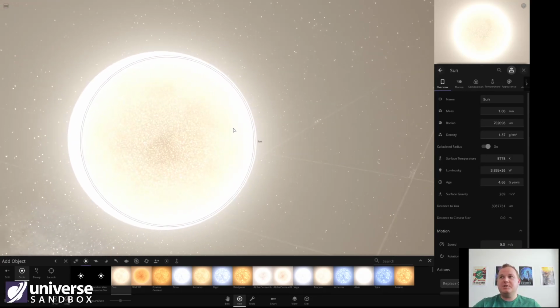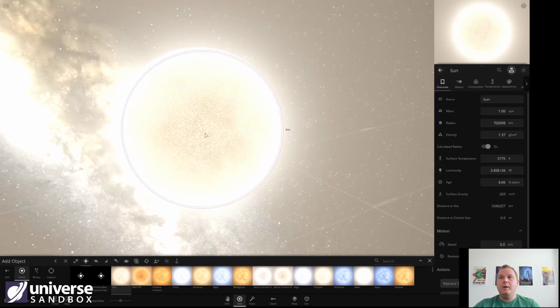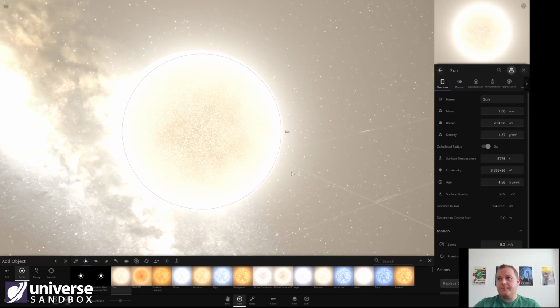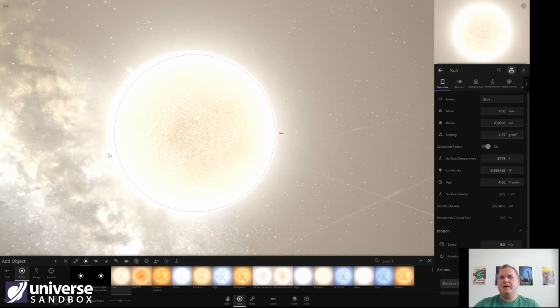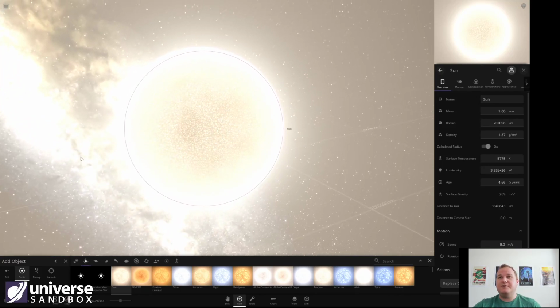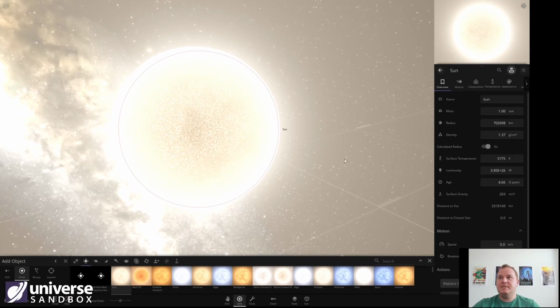The surface temperature of the sun's around 5,700 degrees. That makes it a yellow-white main sequence star. And it's just over 4.5 billion years old. The planets came about 150 some odd million years after the sun first formed, with a bunch of debris around it. So that's our sun.